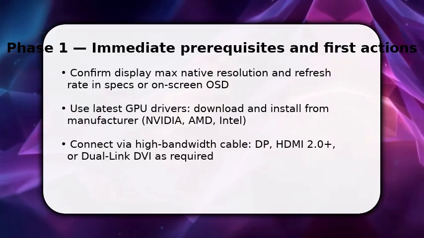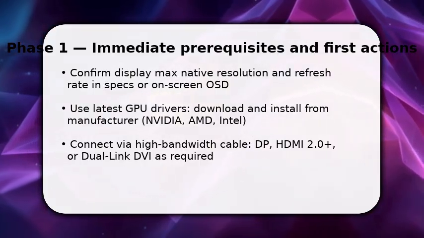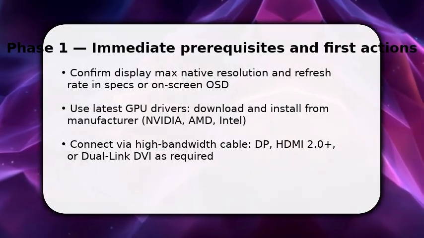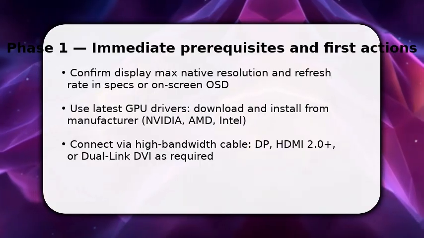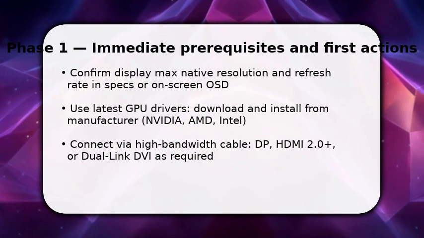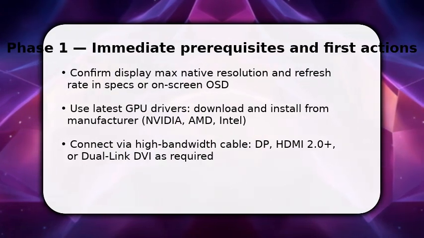Next, swap to a high bandwidth cable, DisplayPort or HDMI 2.0+ avoids bottlenecks. Make sure the monitor input and GPU port match and set the monitor to its native input. Doing these initial steps prevents wasted effort later.